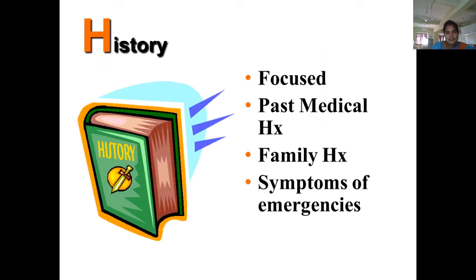In history we will focus on the past medical history, family history, and the symptoms of emergency. In past medical history, any problem, any renal calculi present in the family history. Any previous history of hospitalization related to pain in the abdomen or because of any renal problems, or whether any congenital, genetic, or hereditary problems are there or not. We have to confirm that. And one more thing, we have to check for any emergency symptoms.